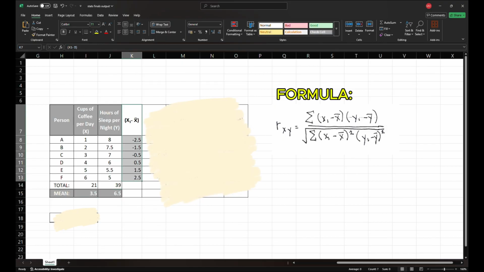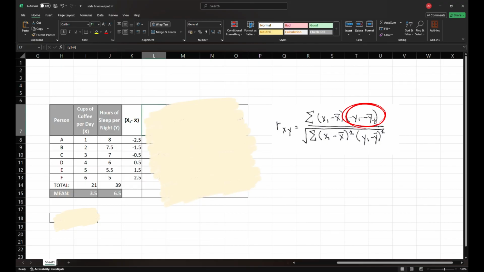So it says here we have to look for the x sub 1 minus mean of x. We already got the mean of x, which is 3.5, so this is our x sub 1. 1 minus 3.5 is equals to negative 2.5. 2 minus 3.5 is equals to negative 1.5. 3 minus 3.5 is equals to negative 0.5, and so on.